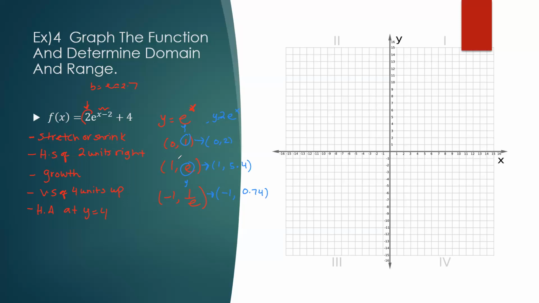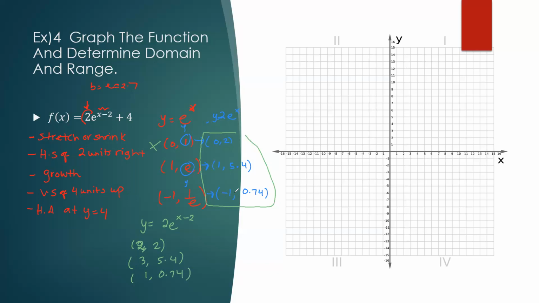Okay. And then let's use green. y equals 2e to the x minus 2. So the x minus 2 represents a horizontal shift, so you're adding 2 to the x coordinates. You start with the previous coordinates. So (0, 2) will now be what? You just add 2 to the x, so that would be (2, 2), right? (1, 5.4) is going to be (3, 5.4). And then (-1, 0.74), you add 2. So 2 plus -1 is 1, so (1, 0.74).